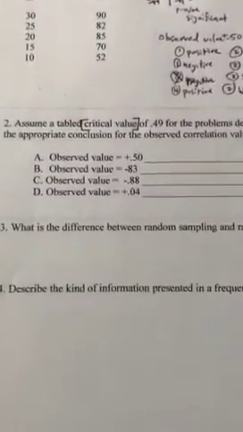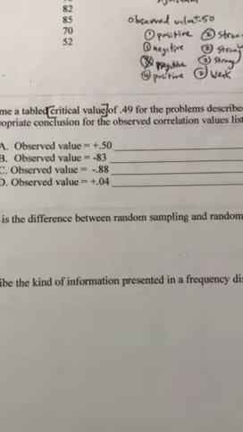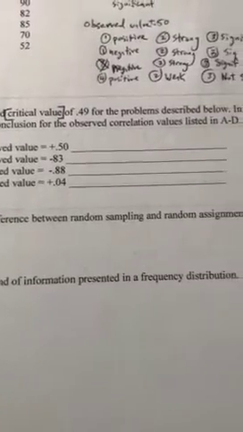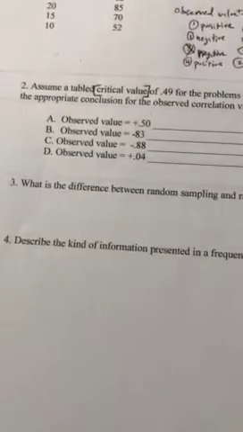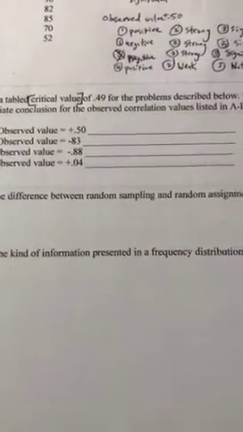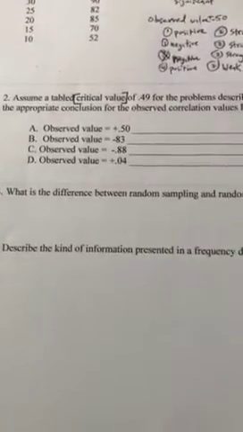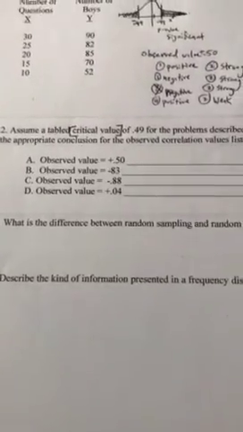I wanted to show you something that's going to be on the test, and I wanted to put it in very plain terms. So, this is in your workbook, right? It says, assume a table critical value of 0.49 for the problems described below. In each case, indicate the appropriate conclusion of the observed correlation values. So this sounds hard and scary and bad, right? But it's actually not that bad.